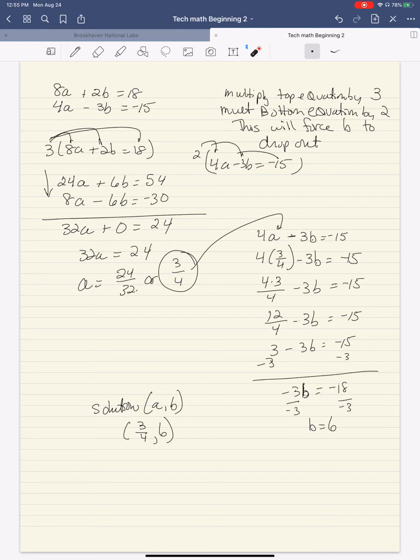Now I decided to plug this into my second equation. 4a minus 3b equals minus 15. Again, it's purely random. You can pick either equation. So it's going to be 4 times 3/4 minus 3b equals minus 15. So it's 12 over 4, right? 4 times 3 is 12 over 4. So that's a 3 here. So 3 minus 3b equals minus 15. Subtract 3. I get minus 3b equals minus 18. Divide by negative 3. Finally, I get b is 6. So the solution for a comma b is 3/4 and 6.